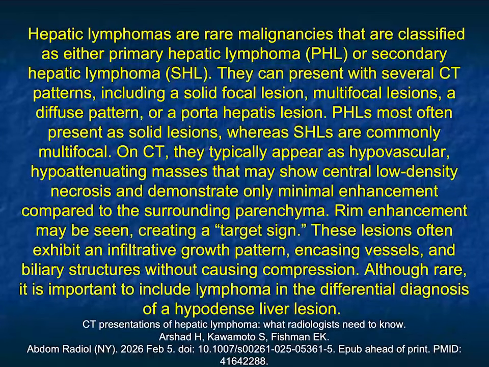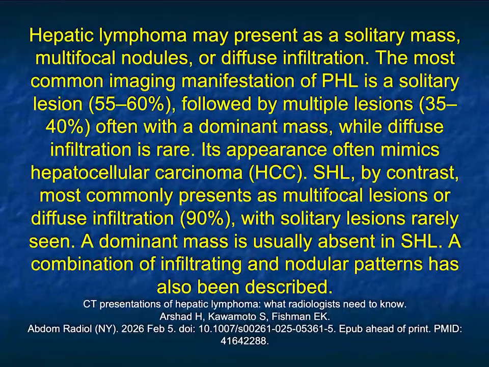One of the things that when you see an infiltrating tumor in the hilum of the liver and there's dilated ducts present, I'm typically going to think about cholangiocarcinoma because it is more common than primary lymphoma, and also it causes duct dilatation. The description of solitary masses, multifocal nodules, or diffuse infiltration, we talk about that, but the most common manifestation of primary hepatic lymphoma is a solitary lesion, followed by multiple lesions, often with a dominant mass.